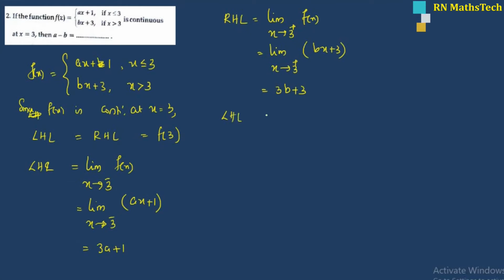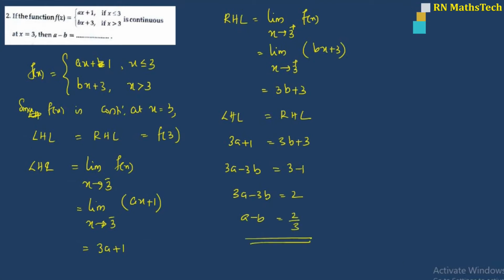LHL is equal to RHL, that is 3a plus 1 is equal to 3b plus 3, or 3a minus 3b is equal to 3 minus 1, that is 3a minus 3b equal to 2, that is a minus b is equal to 2 by 3.